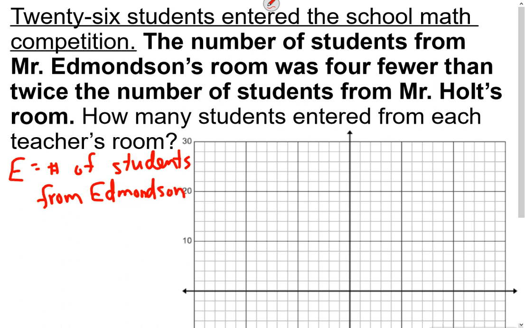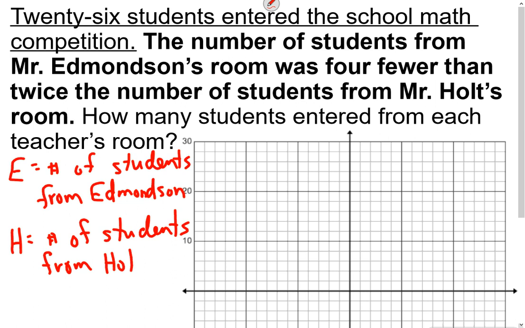And then I'm going to have the number of students from Mr. Holt's room. So I'm going to just use an H. So number of students from Holt's.